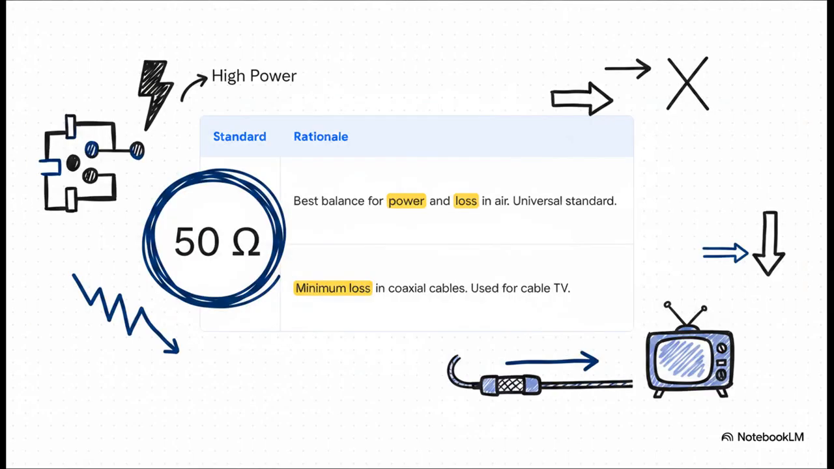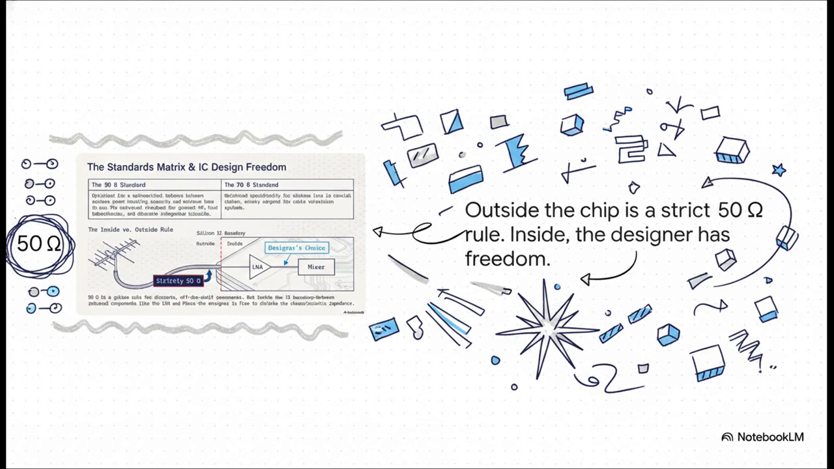Now, to make sure all these different parts from different companies can actually talk to each other without causing chaos, the industry came up with standards. You've probably seen 50 ohms written on cables and equipment. That's not just some random number. It's a carefully chosen value that gives the best mathematical trade-off between handling high power and not losing too much signal. For things like cable TV, 75 ohms turned out to be the sweet spot for getting minimum loss in those long coaxial cables. So here's the key takeaway for any designer.